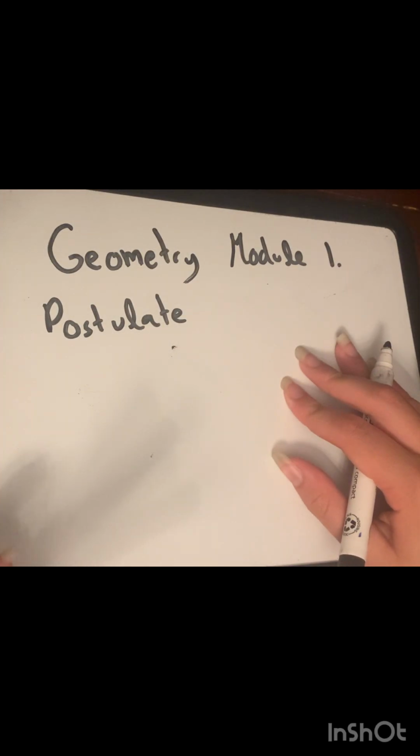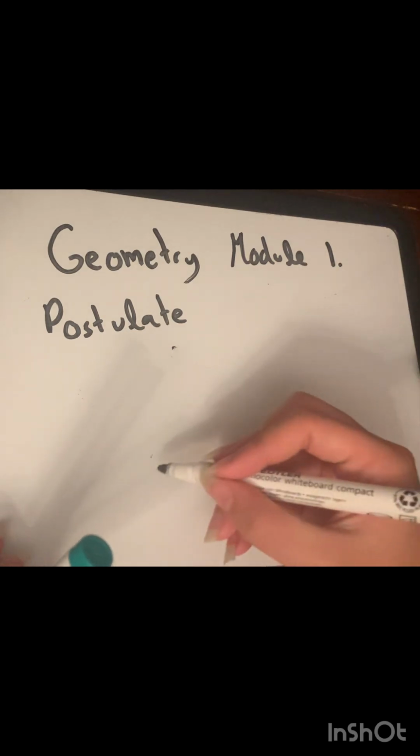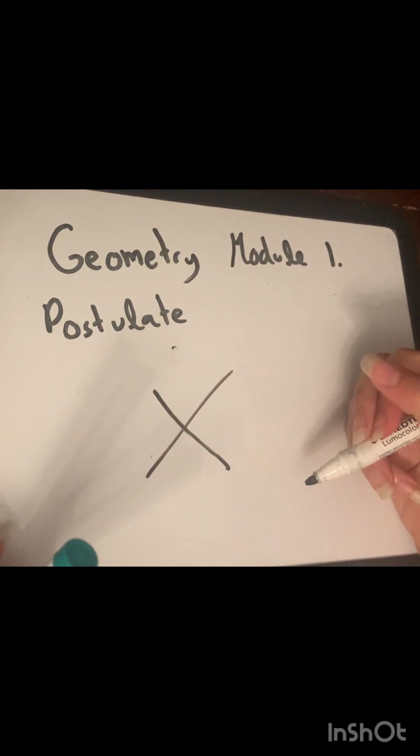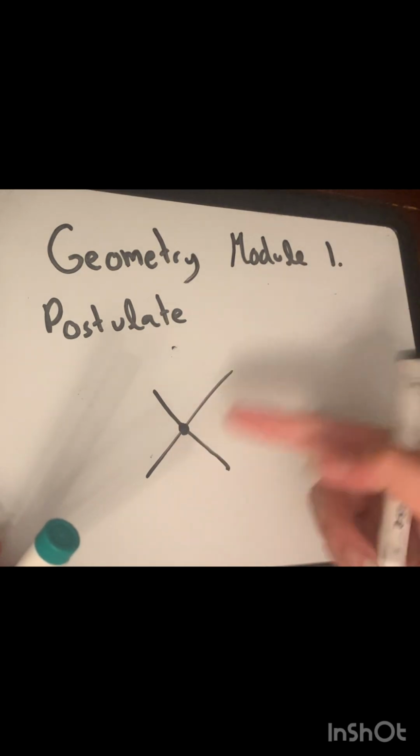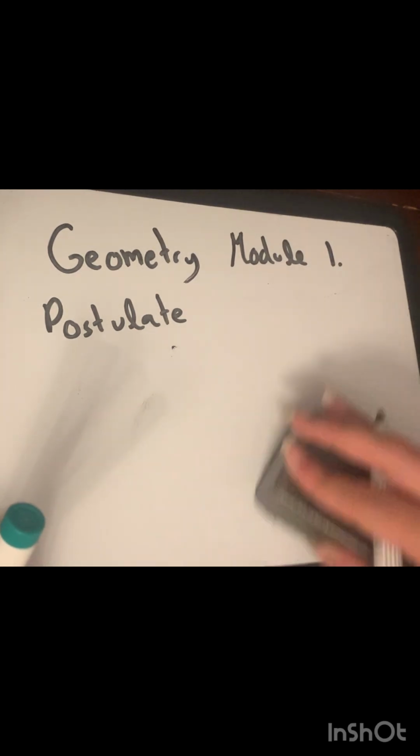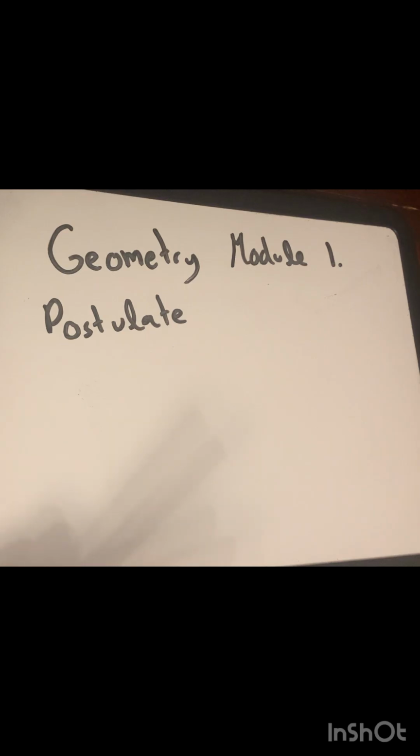Next, if 2 lines intersect, they intersect in exactly 1 point. Is that true? Yes. That's the rule. Those are postulates.